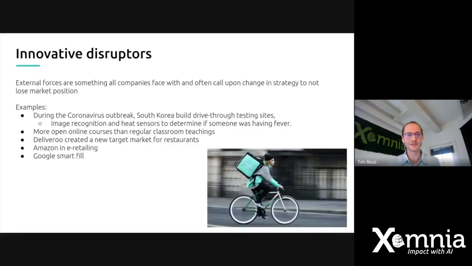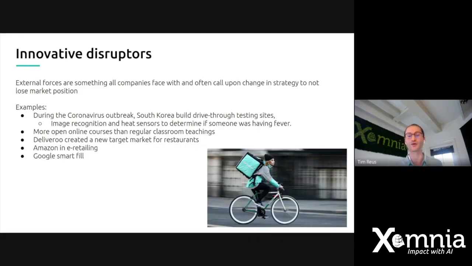Then the last one might be the one that for a data scientist is probably considered to be the most awesome thing to work on, but it's probably also the most difficult thing to work on from a business perspective, because it's innovation and disruptions, right? External forces that are coming in to challenge the way you do your business, or actually allow you to change your strategy so you do not lose your market position.